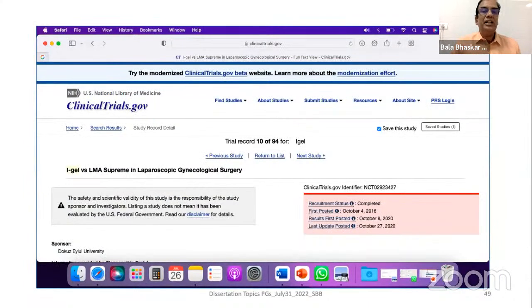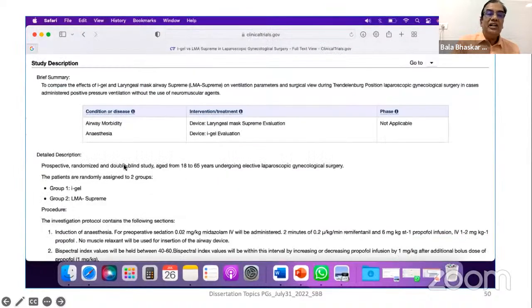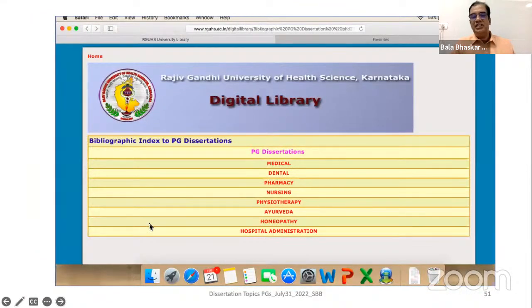Okay. So I picked up one of these articles, IGEL versus LMA Supreme in laparoscopic gynec surgery. What you will get is all the details, just like what I showed you in CTRI. It shows the design of the study, the group allotment, the procedure that is taken up, and all the details. Because of lack of time, I will not go into the details, but I advise you to pick up these clinical trials registries as an important source.